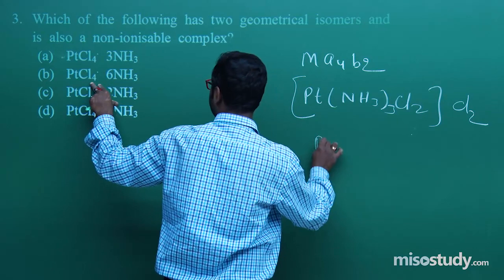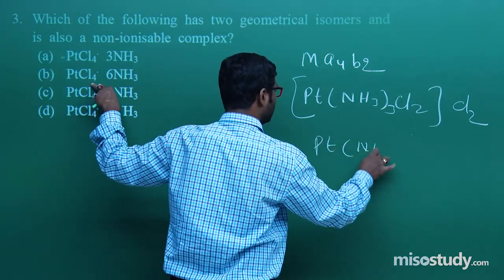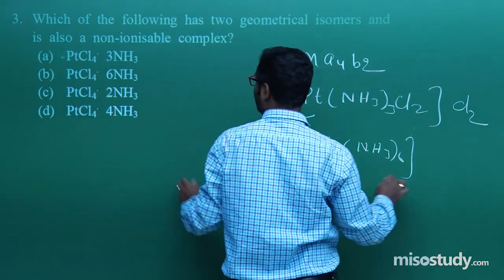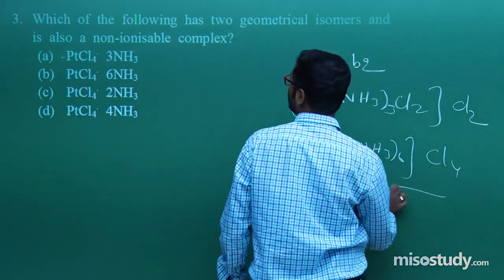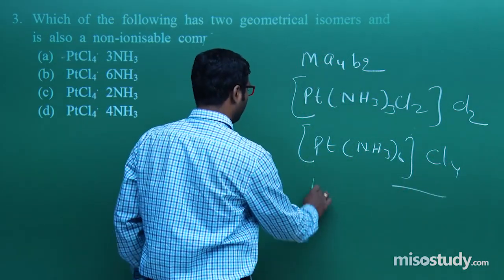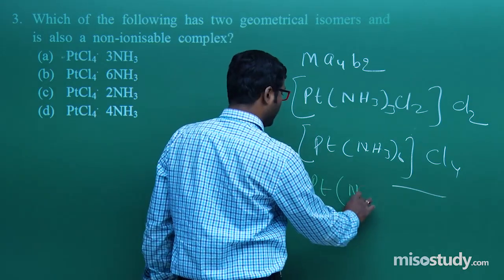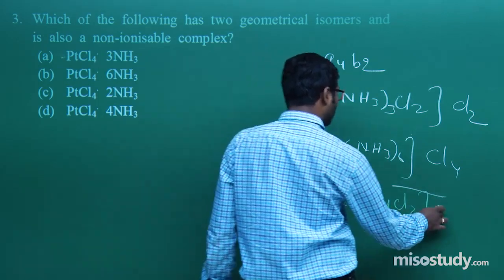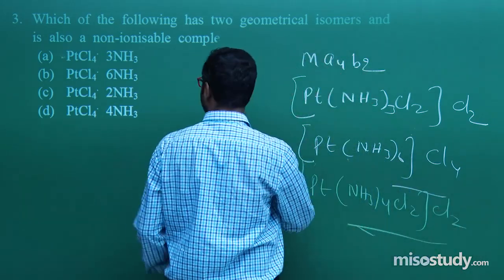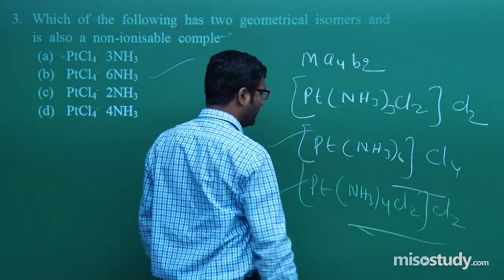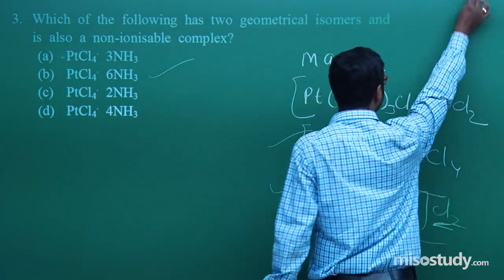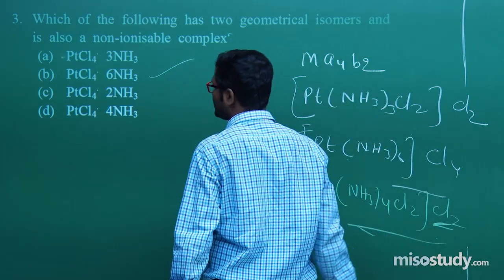If I write here Pt(NH3)6 Cl4, there is no possibility to show geometrical isomers. If I write like this, Pt(NH3)4Cl2, there is a possibility to show geometrical isomers. This pattern is similar, but this one is not non-ionizable. Ionizable, minus and plus charges are possible.